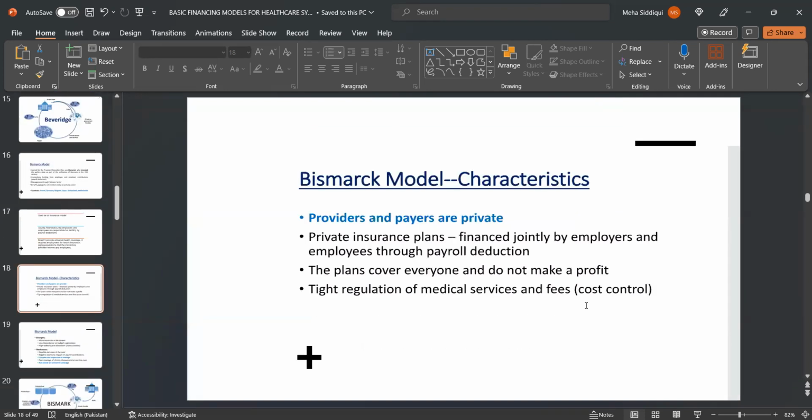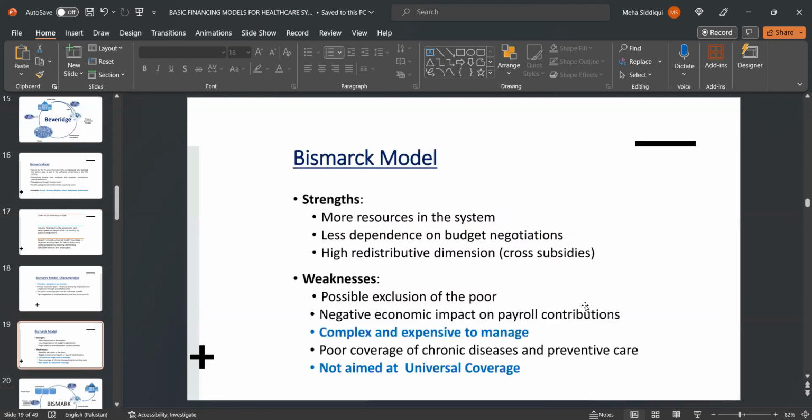The characteristic features of this model are that providers and payers are private. Private insurance plans are financed jointly by employers and employees through payroll deduction. The plans cover everyone and do not make a profit. Tight regulation of medical services and fees.